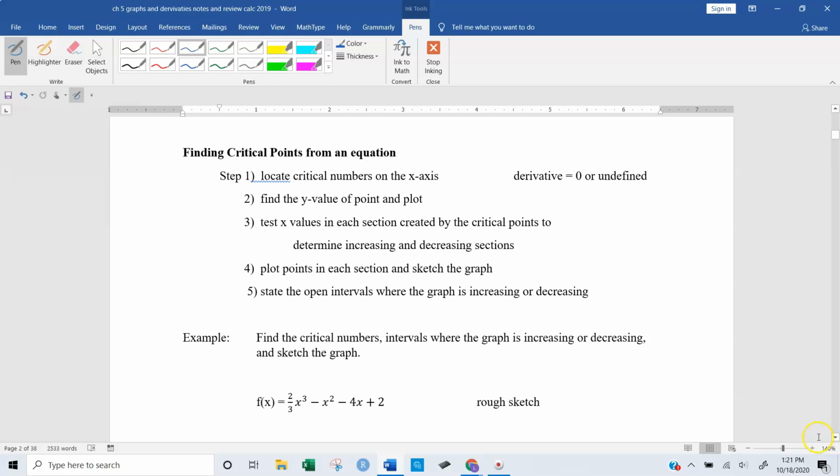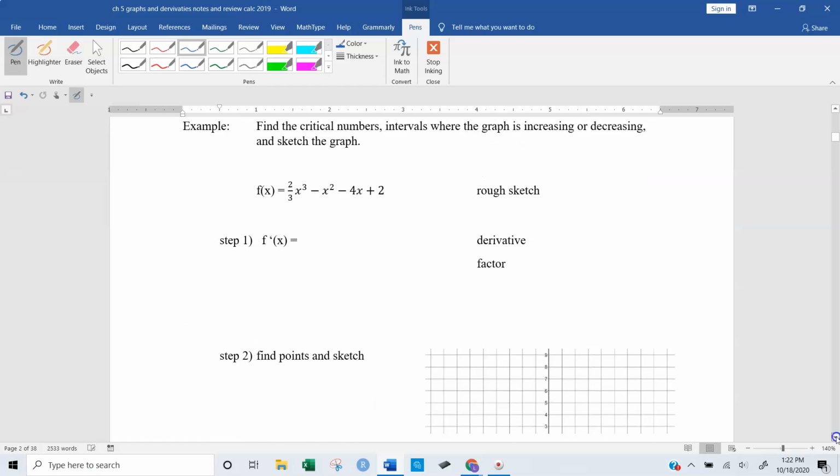All right, to find the critical points from the equation, we're going to locate the critical numbers on the x-axis. We're going to plot the y value of the point. So we're going to actually plot the point. We're going to test x values on each side to see if it's increasing or decreasing. And we're going to plot points in each section and sketch the graph. We're going to state open intervals where the graph is increasing or decreasing. So we're going to label them. Nothing too awfully rough here.